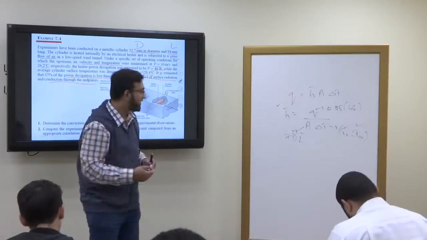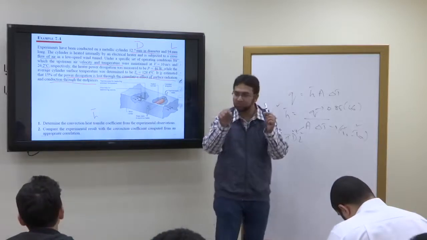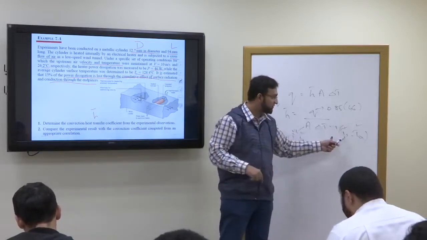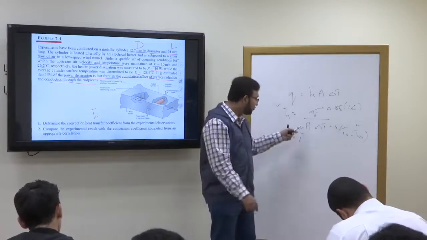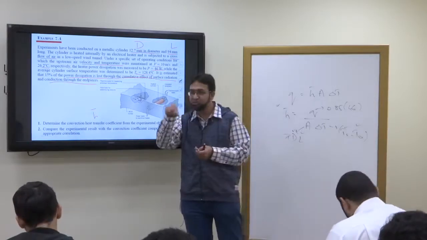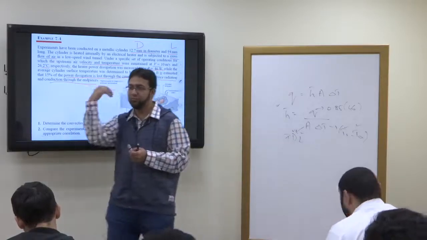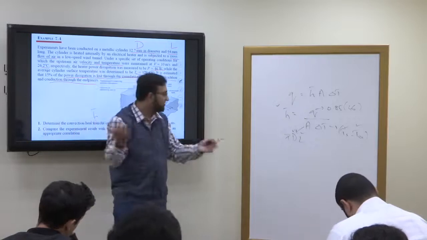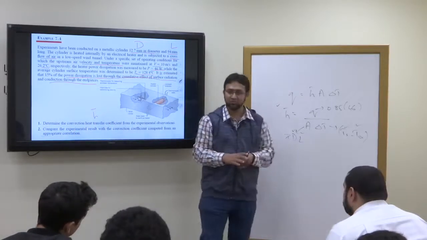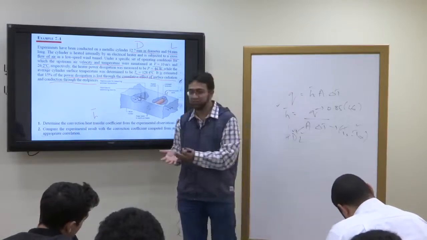You know how much heat you are supplying. You use the thermocouples. Determine what is the inlet temperature. Determine what is the surface temperature. Then you know the surface area where the heat transfer is taking place. Based on that, you determine the average heat transfer coefficient. This is how we do it experimentally.